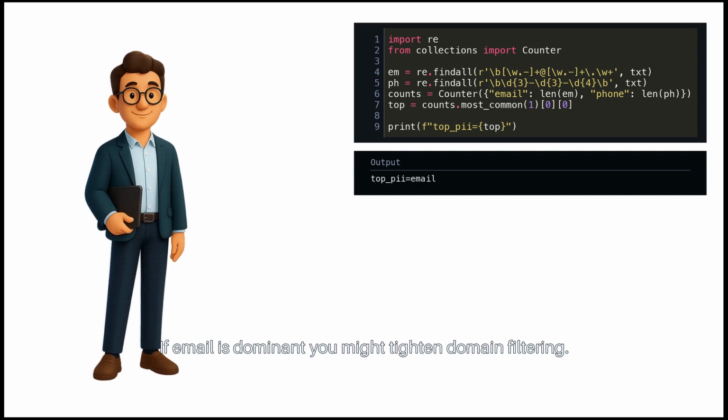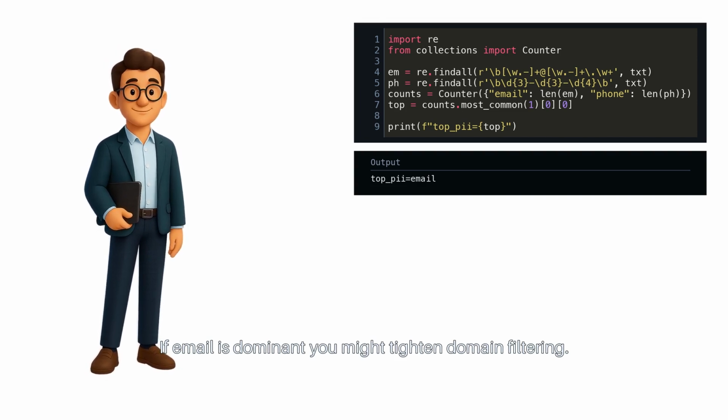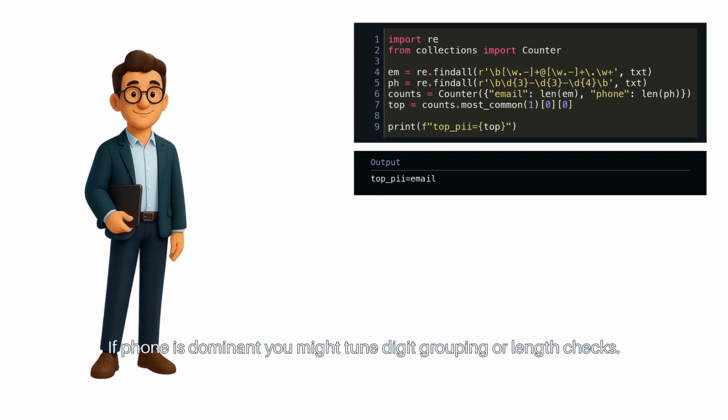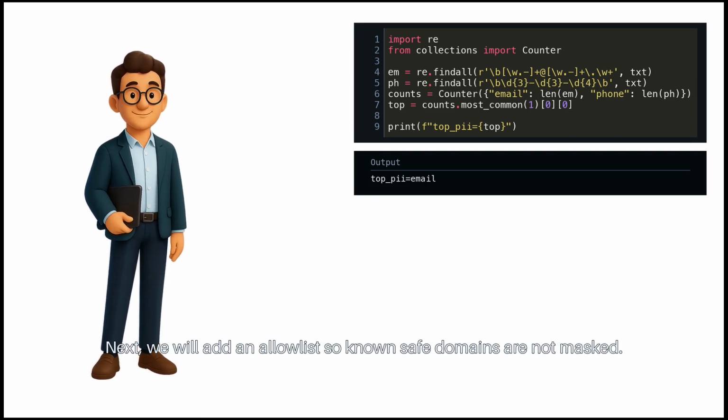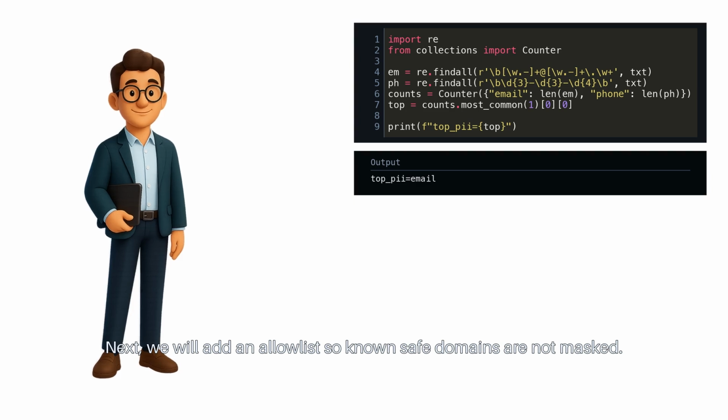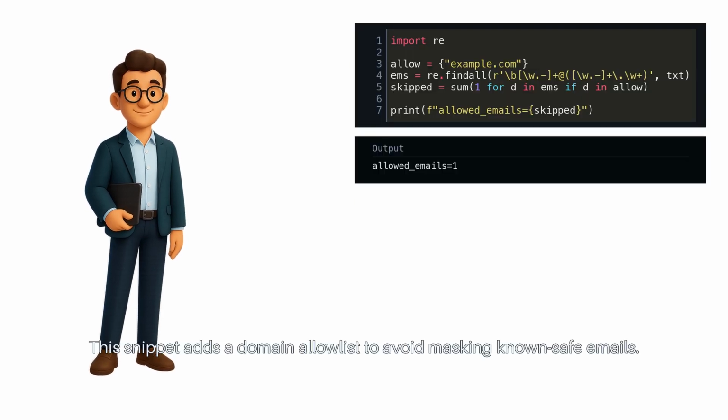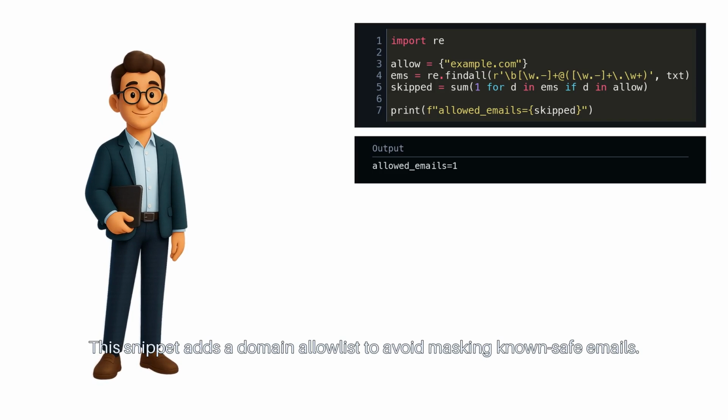If email is dominant, you might tighten domain filtering. If phone is dominant, you might tune digit grouping or length checks. Next, we will add an allow list, so known safe domains are not masked. This snippet adds a domain allow list to avoid masking known safe emails.